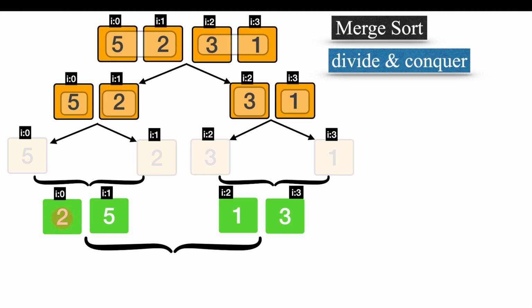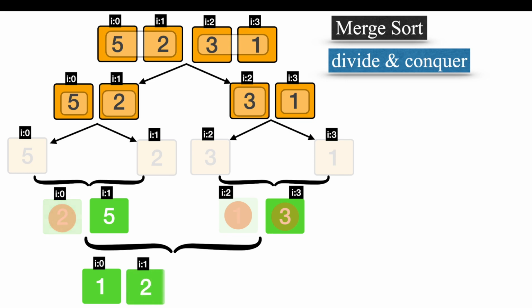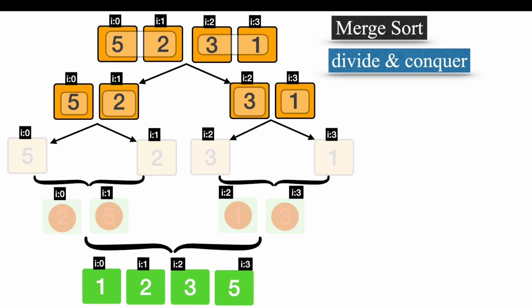By comparing element 2 with element 1, we see that element 1 is smaller, so we copy element 1. Then compare element 2 with element 3. Element 2 is smaller, so copy element 2. Then compare element 5 with 3. Element 3 is smaller, copy element 3. Finally, we copy element 5. So with this, we are done with sorting.